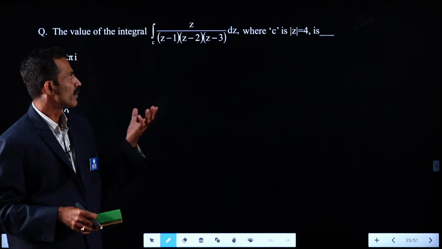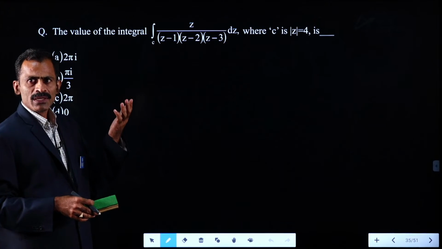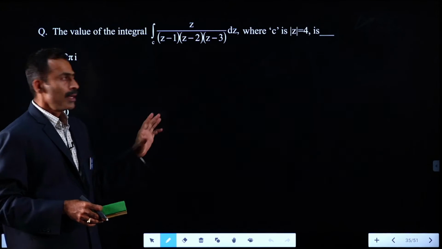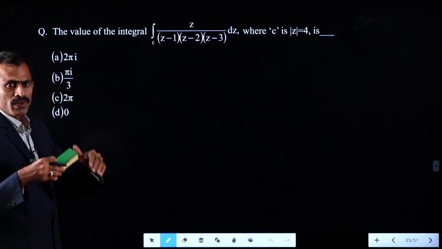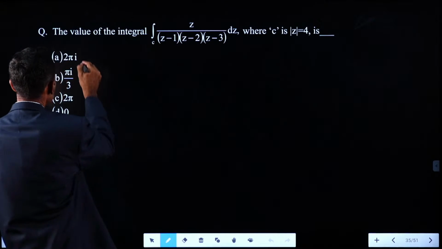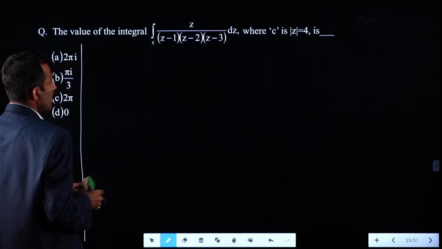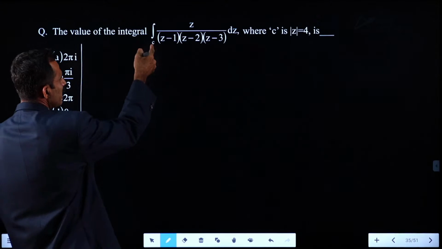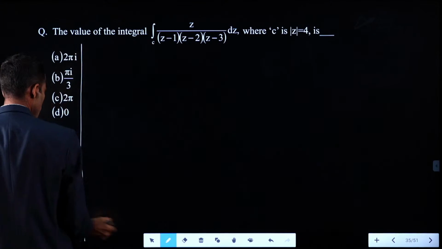One method is the partial fraction method, the other method is without partial fractions. So here we do this problem without partial fractions. That is the simple method. Here, how many singular points are there? 3 singular points. Because of 3 singular points, we write the integral as a sum of 3 integrals.